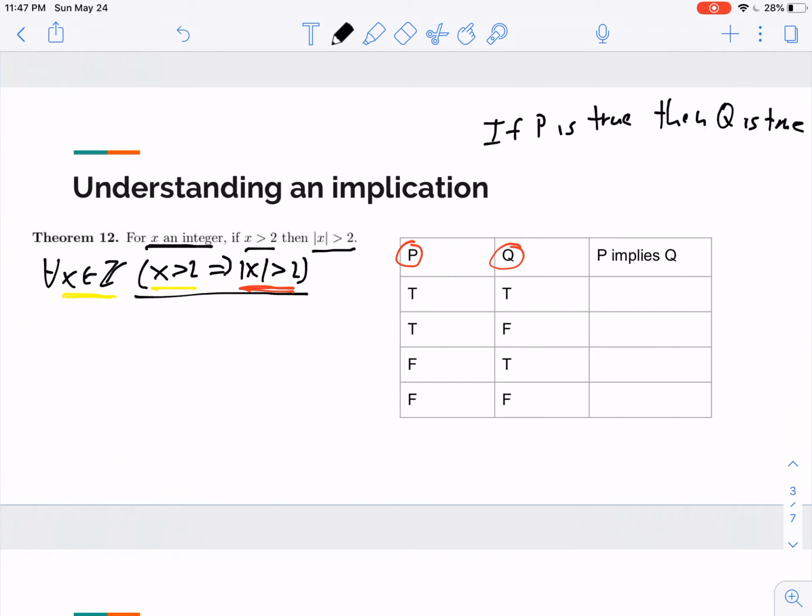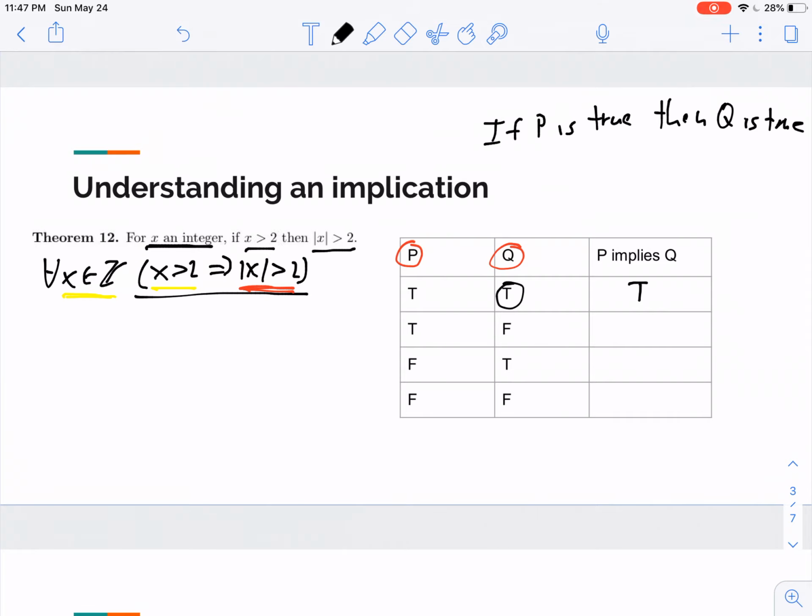So let's go through the truth table. If p is true and q is also true, is that consistent with our rule? Yes, it is, because our rule says if p is true, then q must also be true. Here p is true, and q is also true, so this is consistent with our rule. So our binary operation will return true.